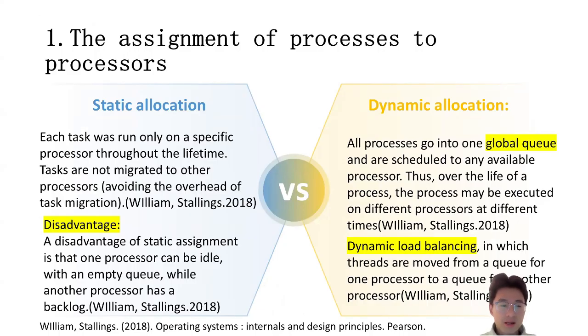Static means a task will run only on a specific processor throughout its lifetime, and the other processors will run the other tasks. And about the dynamic, it means all processes will go into a global queue, and then the process may be executed on different processors at different times.